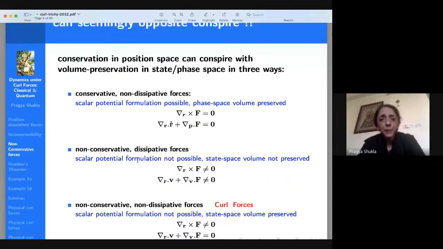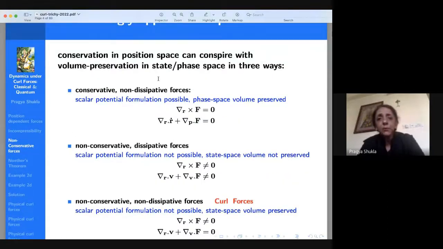Conservation in position space can conspire with volume preservation in state or phase space in 3 possible ways. There are 4 possible ways, of course, but the 4th is very well known, and that's why I am not going to mention it. First is, of course, the well-known conservative non-dissipative forces. Conservative means the work done along a closed circle is 0. Non-dissipative means volume is preserved.